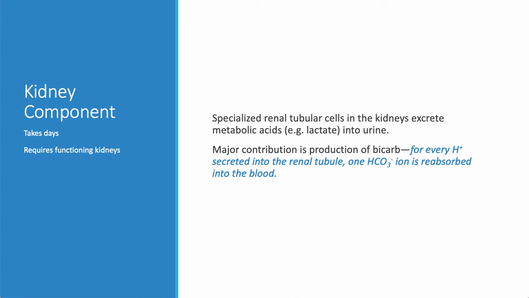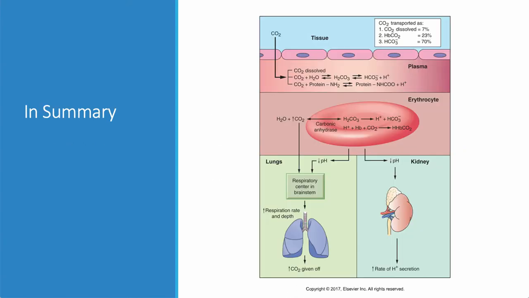So in salicylate poisoning, for instance, the real issue is acidosis, right? These patients become acidotic and their kidneys can't make up time fast enough to be able to produce enough bicarb ions. All right. So in summary, you can see it summarized here.